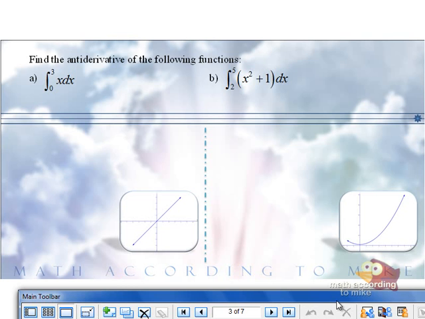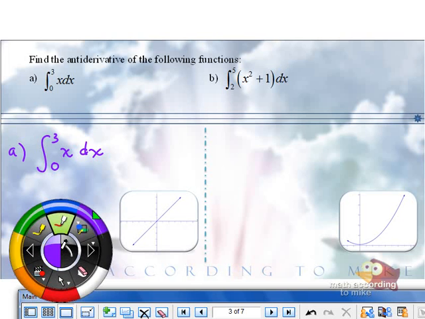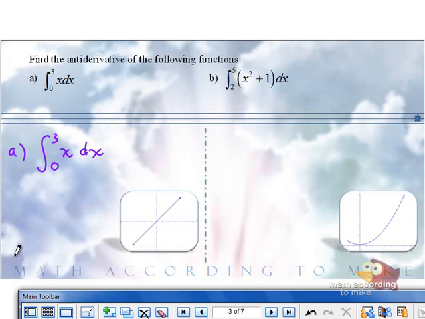Okay, so the very first one, the integral from 0 to 3 of x dx. So notice x dx. This is going to be a power rule. What's the exponent? 1.